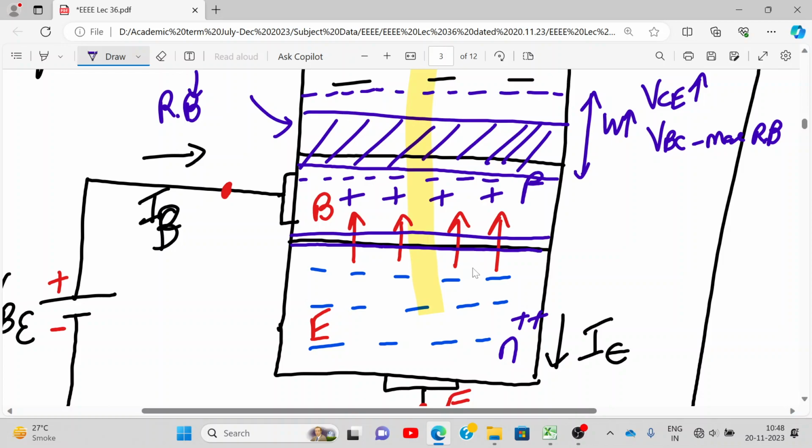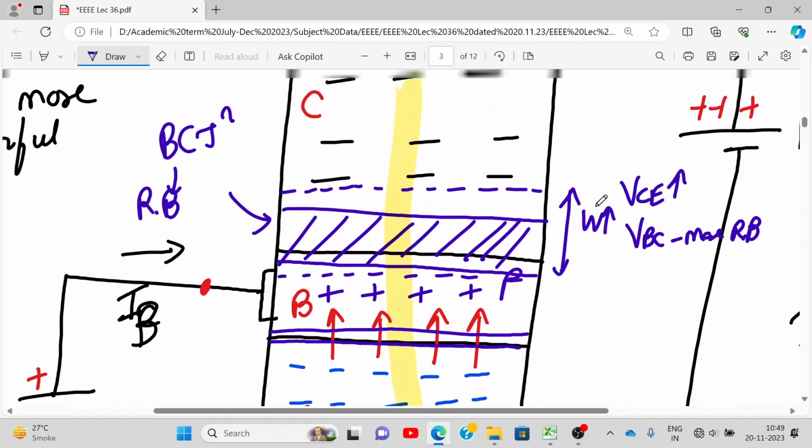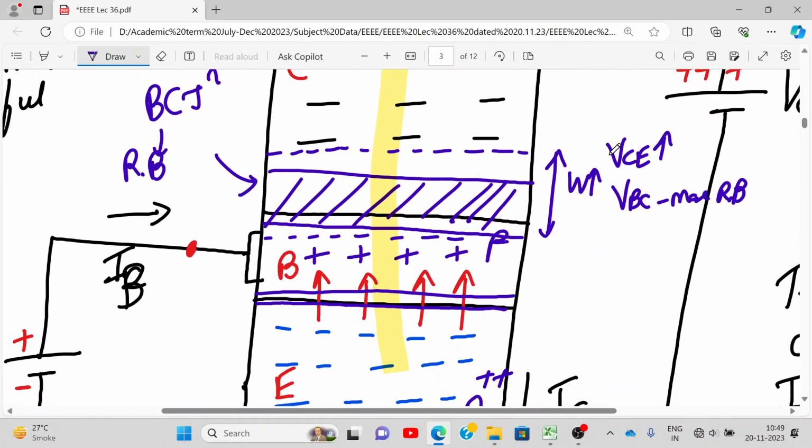So how can the current flow more in the device? Number one, increase VB. Number two, increase VC. Are you understanding? So the base current IB will be very small. IE will be the largest, and IC will be the next largest after IE.